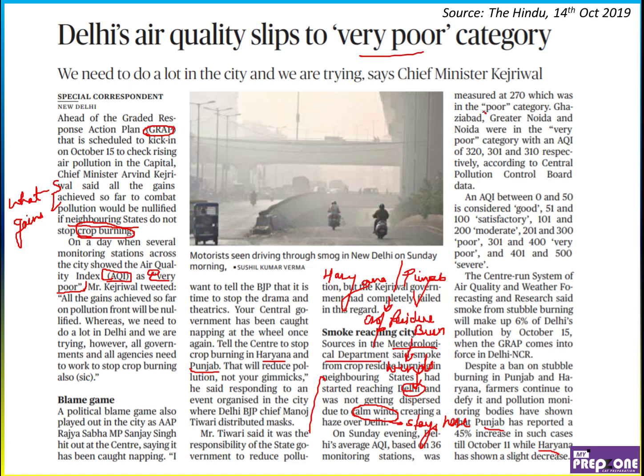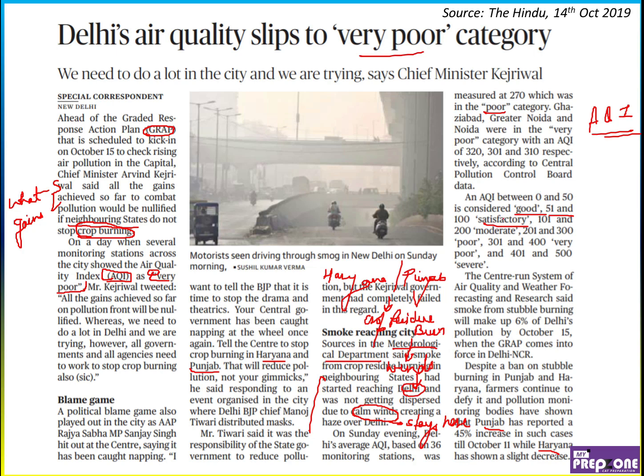On Sunday evening, Delhi's average AQI based on 36 monitoring stations was measured at 270, and this was in the poor category. Now we are again confirming that whatever was given in the courts as very poor and poor are nothing but the scales or the legends. An AQI between 0 to 50 is considered good. See, here is your information. AQI 51 to 100 is satisfactory, and so on.